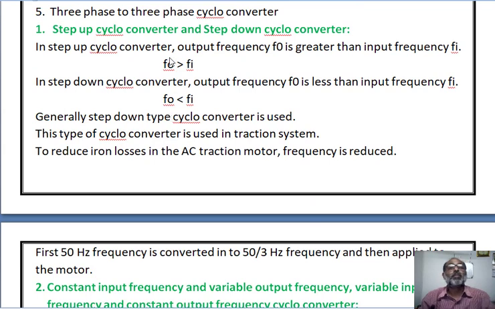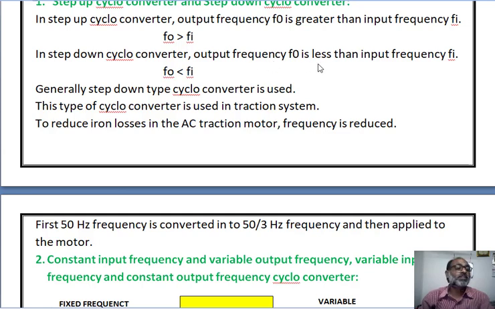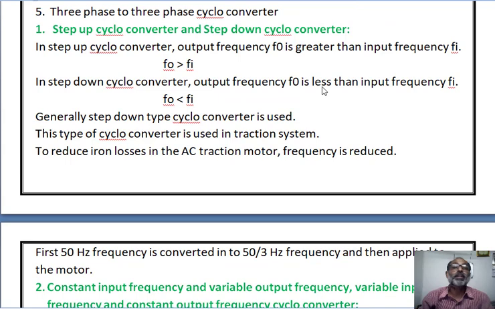First, step up cycloconverter and step down cycloconverter. Now the output frequency is represented by F0 and input frequency is represented by Fi. If the output frequency is greater than the input frequency, it is called a step up cycloconverter. If the output frequency F0 is less than the input frequency Fi, it is called a step down cycloconverter.